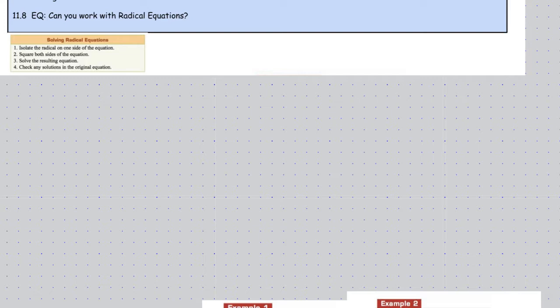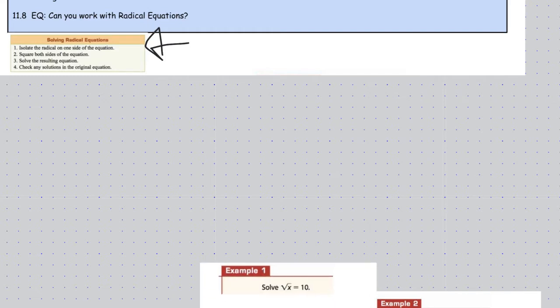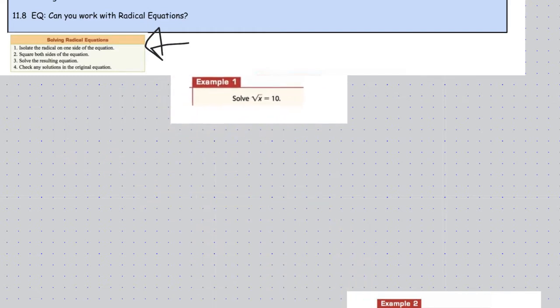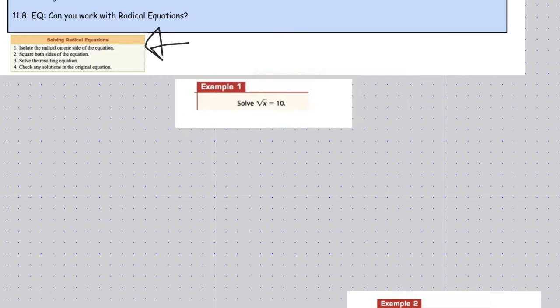When we start to solve radical equations, we have some steps right over here. They're fine. We're going to isolate the radical on one side, do the opposite of what the root is telling us, and then solve the resulting equation, checking any solutions. So let's look at an example. Here's our example number 1.